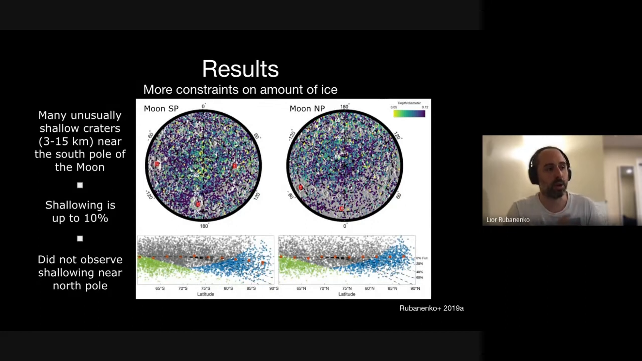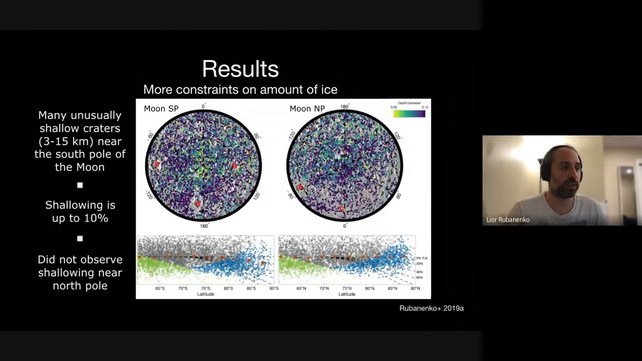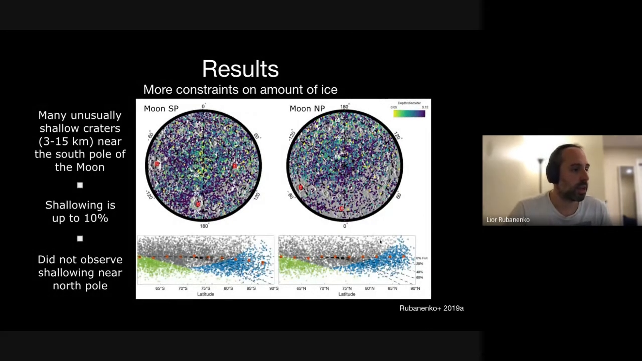Some craters are maybe unique in that sense, but it's not certain whether the radar reflectance inside some of those polar craters is due to roughness or due to the presence of ice. So we repeated the same exercise near the pole of the moon, and surprisingly found that the same shallowing that we detected for Mercury appears also near the south pole of the moon, but not near the north pole. And this is an important clue.